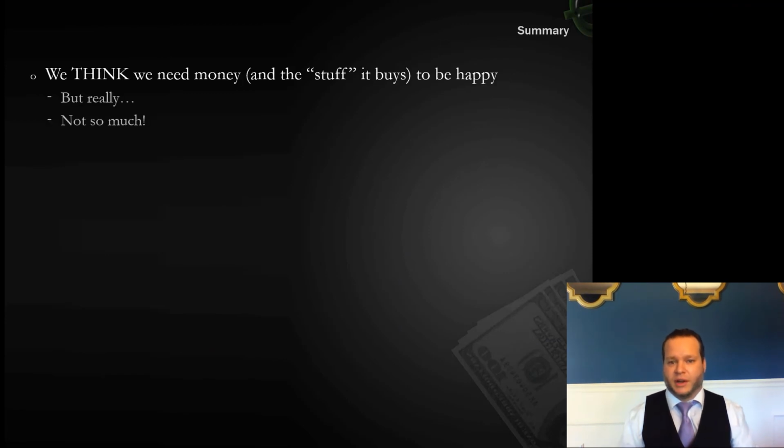So, in summary, we think we need money and the stuff it buys to be happy. Okay? I hate to say it's not true because it is true, but it's also not true, right? Like most of the best lies and falsehoods in the world, there's a kernel of truth there. We do need money, and we do need the stuff it buys.